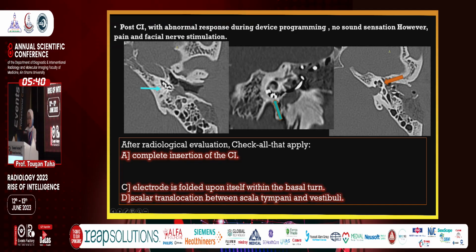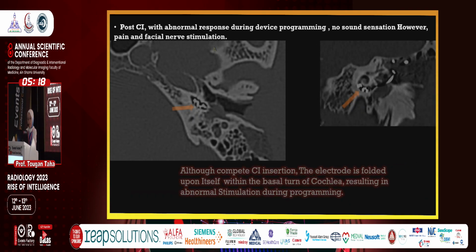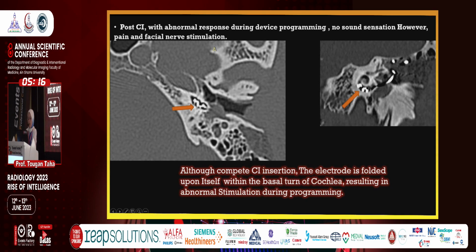The correct answers are complete insertion of the cochlear implant. Electrode is folded upon itself within the basal turn. There is scalar translocation between tympani and vestibuli. Sentence B is wrong as electrode contacts are seen within the basal turn with empty middle and apical turns. Also complete insertion, the electrode is folded upon itself within the basal turn of the cochlea, resulting in abnormal stimulation during programming.